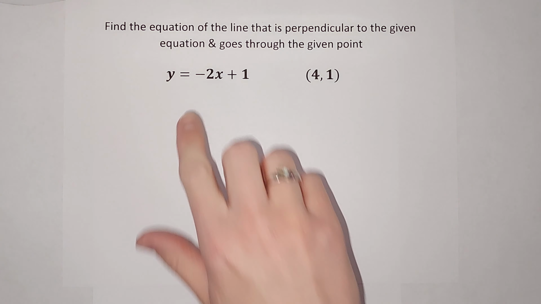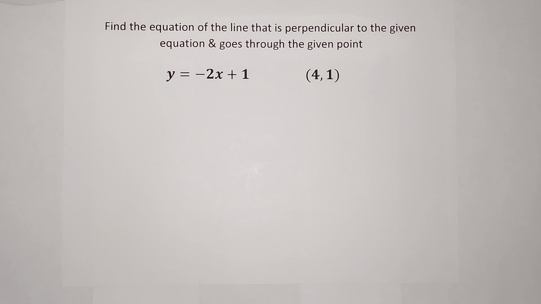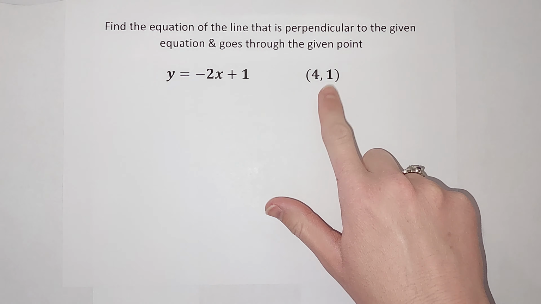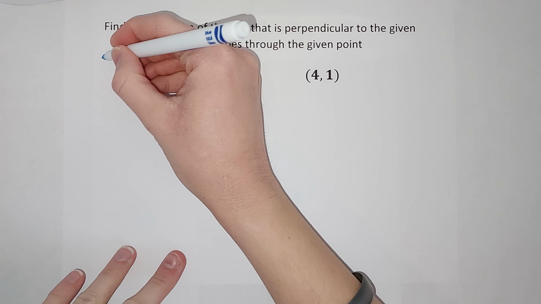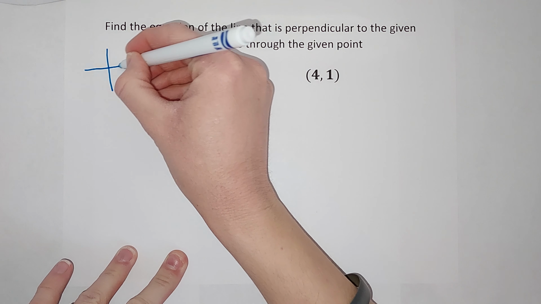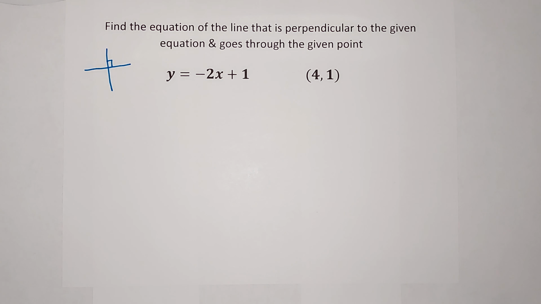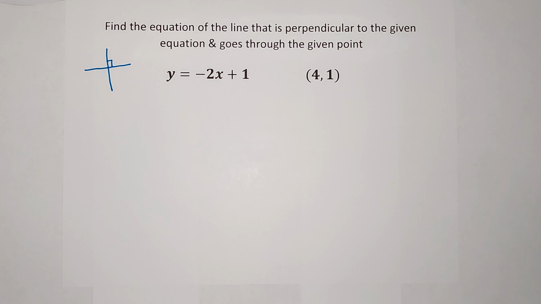Hey guys, we have been given the equation of a line and a point, and we are being asked to find a line that is perpendicular to this line and goes through this point. If you don't know what perpendicular means, that means they make a right angle. They cross each other perfectly to make a right angle. So we are looking for a line that is perpendicular to this one and goes through that point.